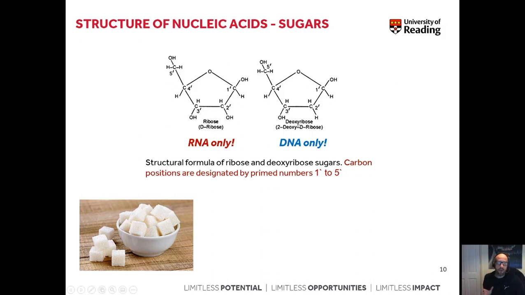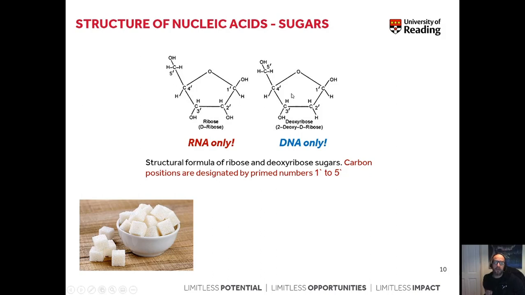This structural formula of the sugars is actually quite important when it comes to the naming convention of the direction or polarity of nucleic acids. So this is the 1' carbon atom, followed by 2', 3', 4', and 5'.